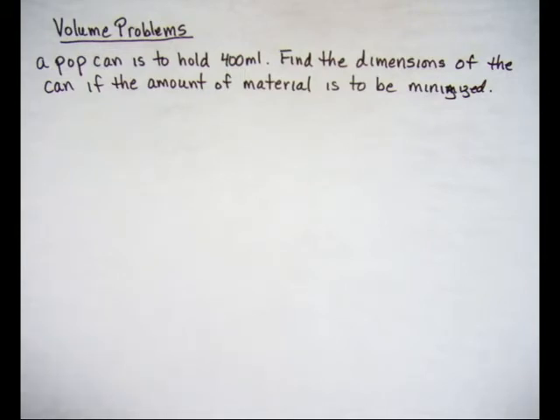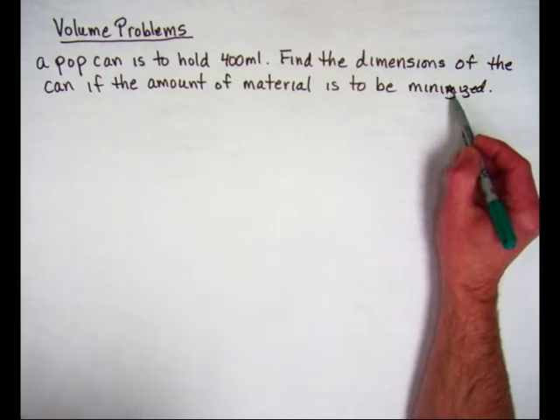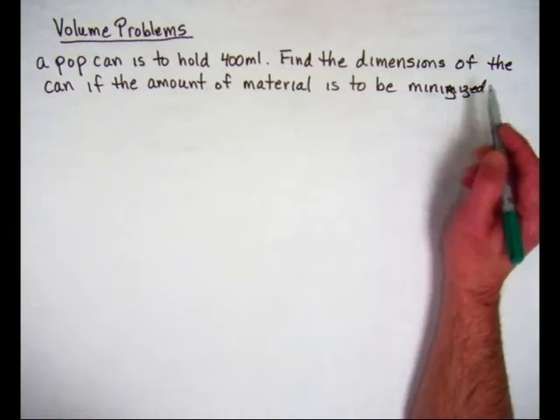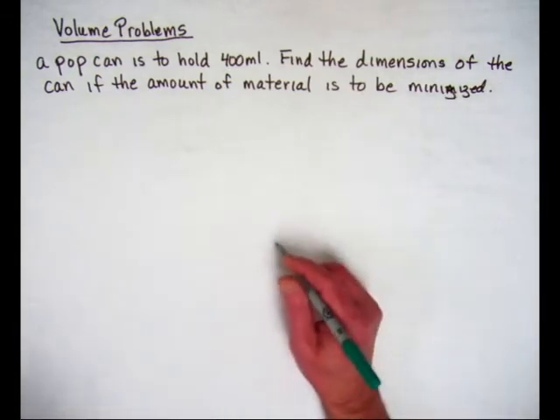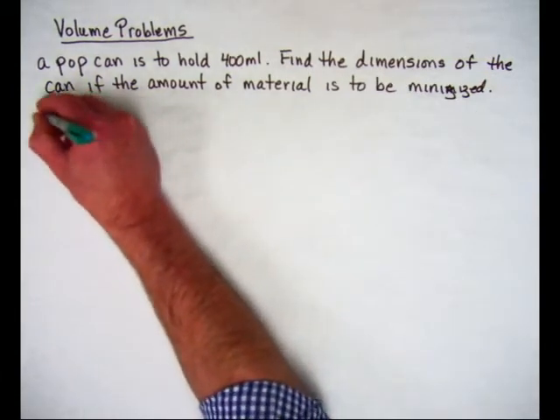So the question says a pop can is to hold 400 milliliters. Find the dimensions of the can if the amount of material is to be minimized, and I apologize for the scribble there, but that word is minimized. So first of all, just understanding the question, you want to build a pop can, so it's going to look something like this. It's going to be a cylinder.